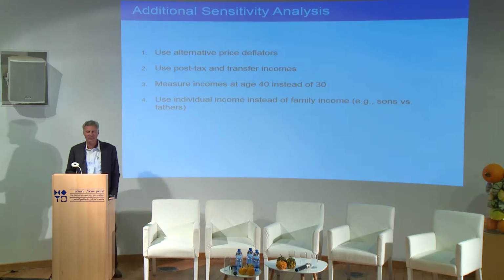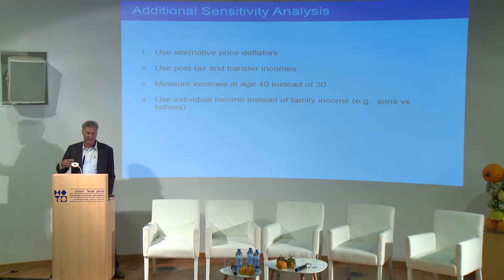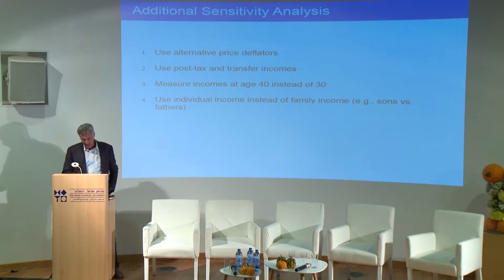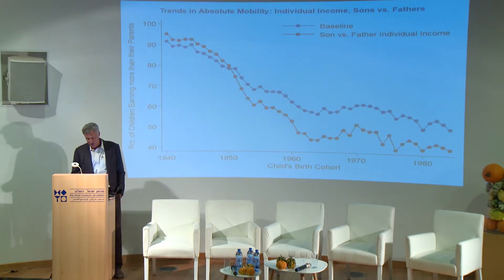So additional sensitivity analysis, they used alternative price deflators. They subtracted 0.5 percentage point, 0.8 percentage point from the CPI. They looked at post-tax and transfer incomes. They looked at incomes at age 40 instead of at age 30. They use individual income instead of family income, and I think this makes sense, particularly for looking at sons and fathers. I wanted to show you that.